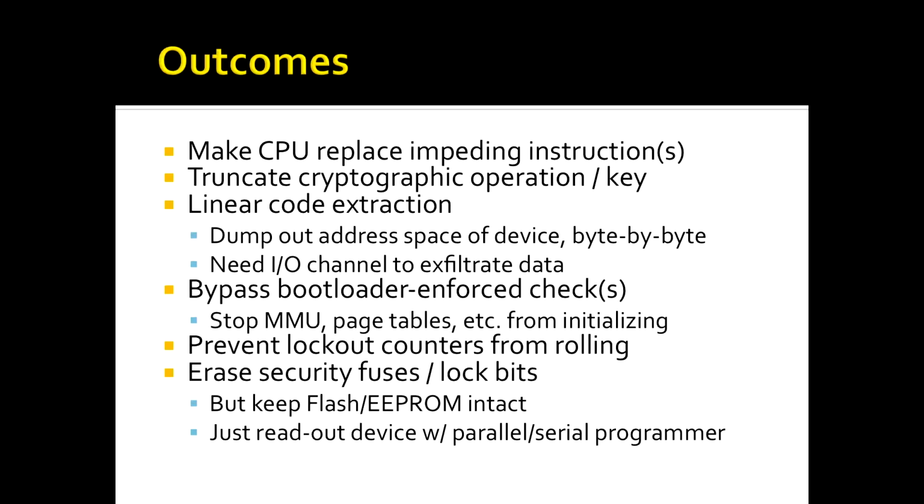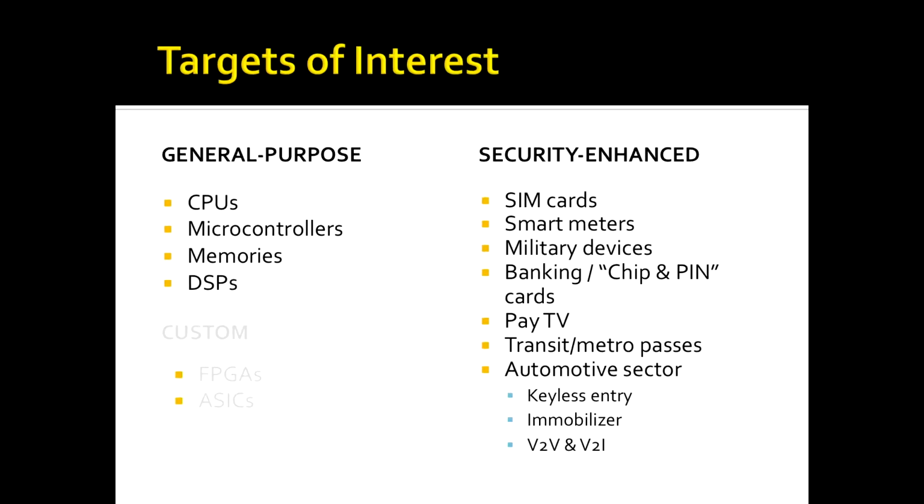And then finally, in some cases, you can erase security fuses or lock bits. So what this will do is keep the flash and E2 intact, so then you can just take the device off the board, for example, plug it into a parallel or serial programmer and just read out the device that way. So if you're looking at chips to try some of this stuff on, there's pretty much your general purpose and your security enhanced categories, so general purpose things like CPUs, microcontrollers, memories, digital signal processors. And then on the security enhanced side, you've got things like SIM cards, smart meters, military devices, chip and pin, pay TV, transit or metro, and then automotive devices.